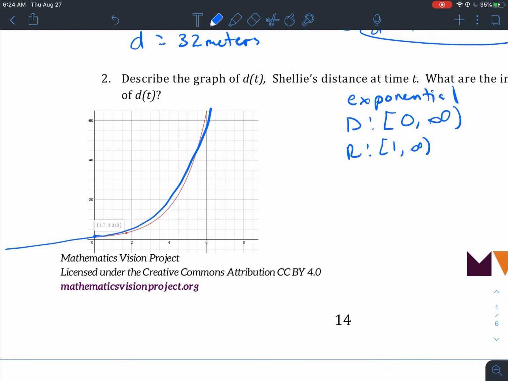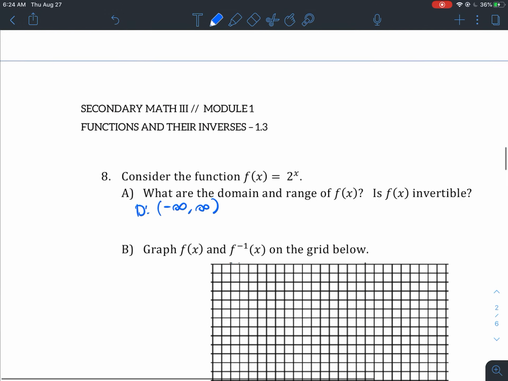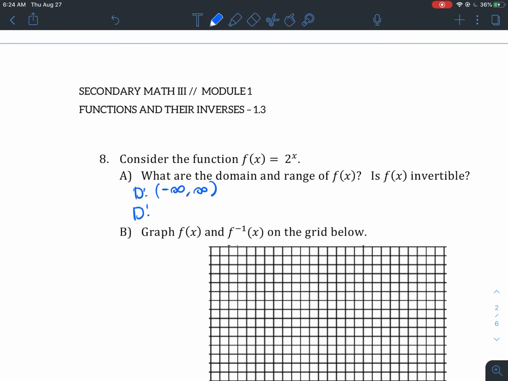Then the range, I'm going to go back up, is going to be everything bigger than 0. We don't go negative here. I kind of drew that. It's going to continue on this way, and it's going to stay above that x-axis. So our range is going to be 0 to infinity.